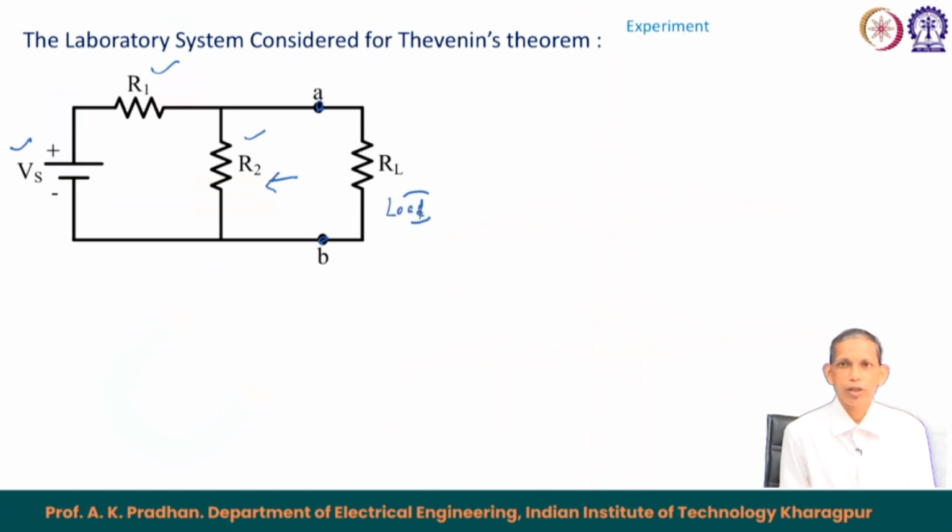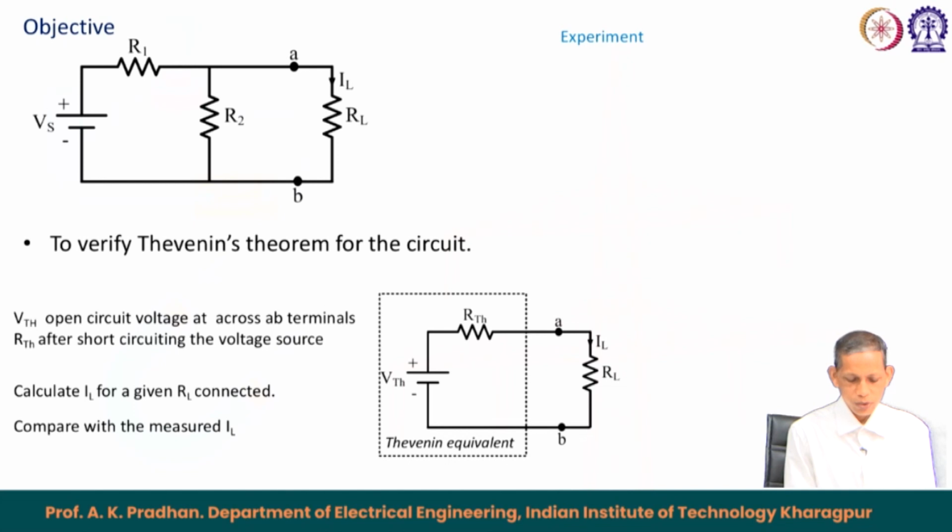Now, we will verify Thevenin's theorem the way we have studied it through the different calculation process. Our objective is to verify Thevenin's theorem for this circuit. We will find the corresponding VTH and RTH at the terminals A and B, then add the RL and find the corresponding current. The calculated current and the experimental current through an ammeter will be compared to check that Thevenin's theorem holds good. VTH is the open circuit voltage across AB terminal.